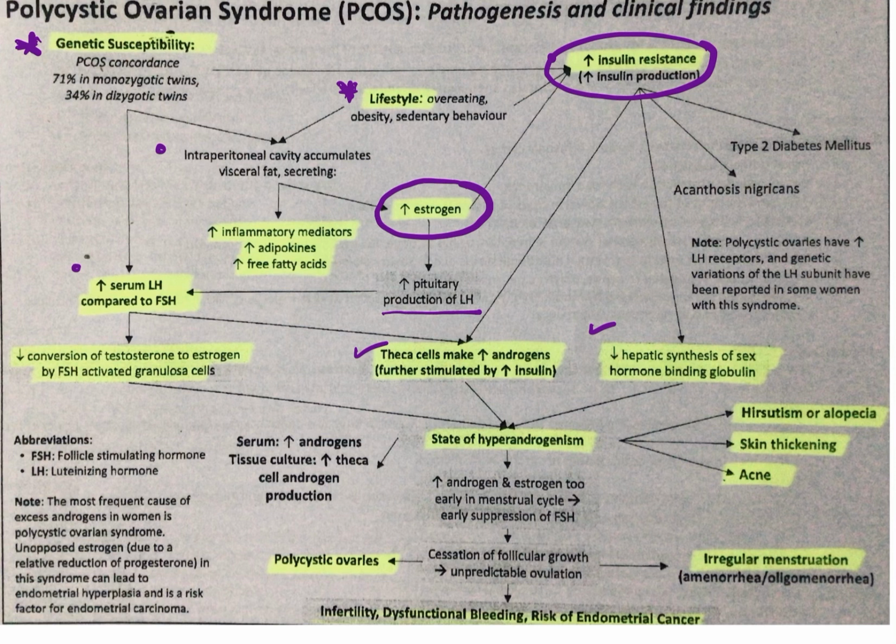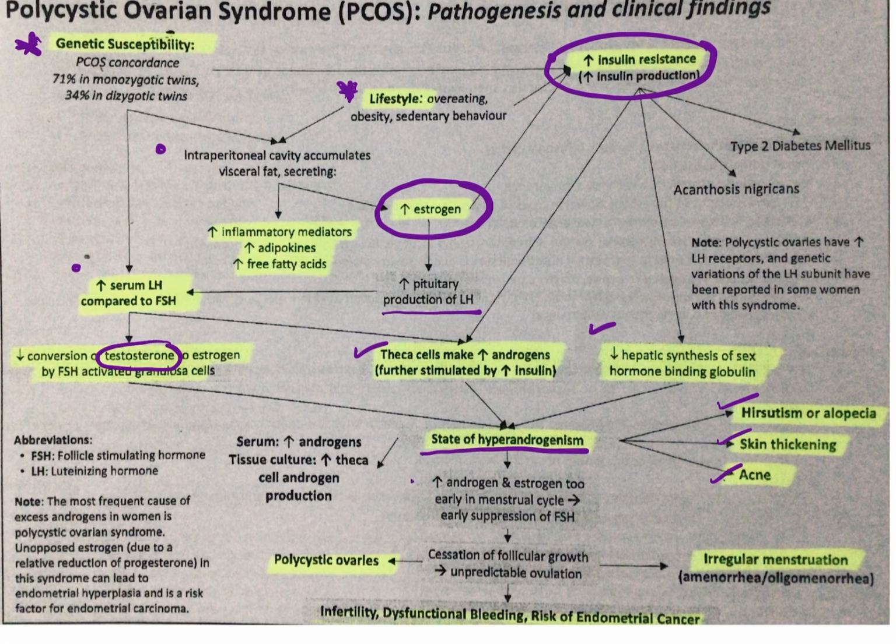It will decrease the conversion of testosterone to estrogen, which is done by the FSH-activated granulosa cells. But FSH is decreased, so granulosa cells are not working as much. That's why the conversion doesn't happen, and testosterone is increased. So all three effects: because of insulin resistance, more theca cells produce more androgens; it decreases SHBG synthesis from the liver; and because LH is increased, testosterone is not converted. So now there is a state of hyperandrogenism, leading to symptoms like hirsutism, alopecia, skin thickening, and acne.